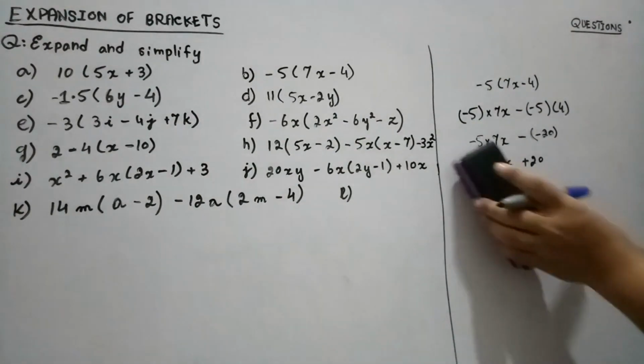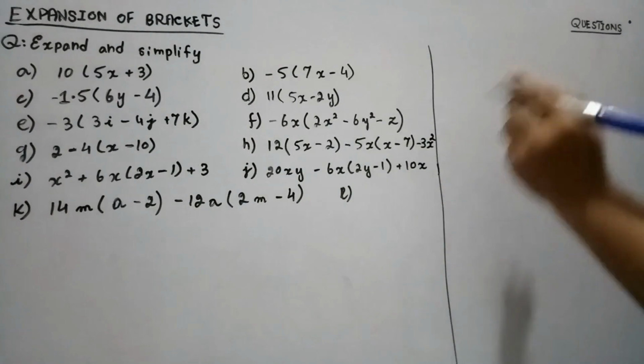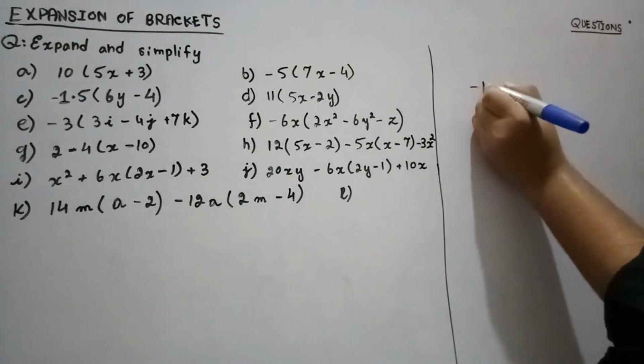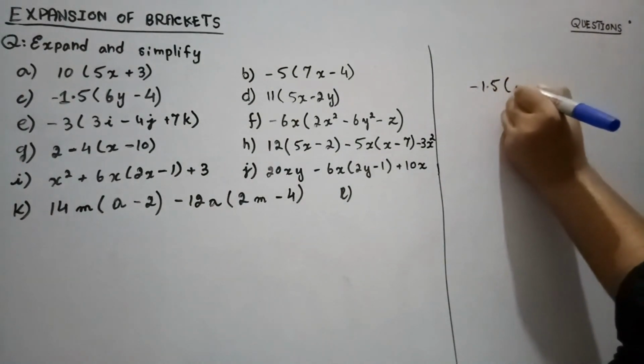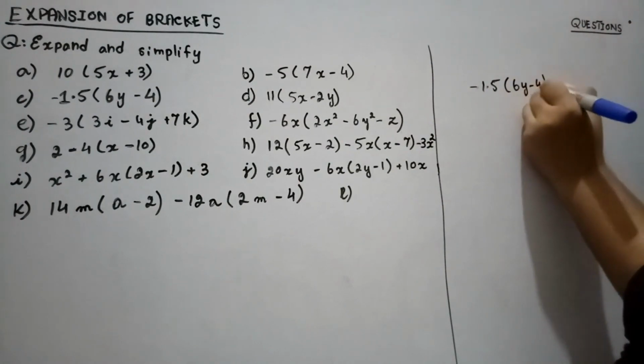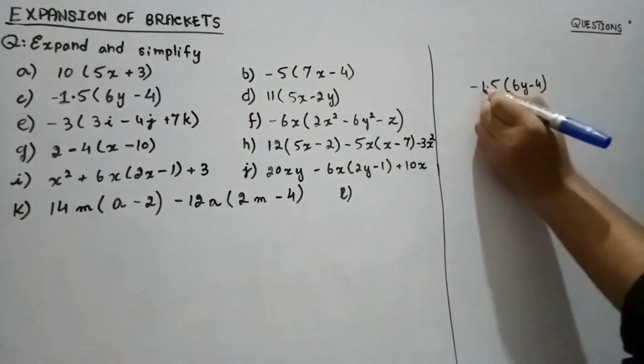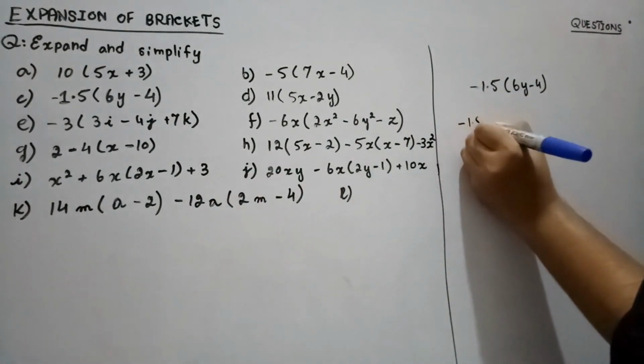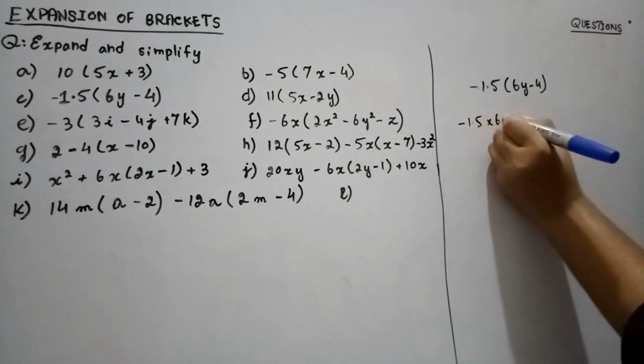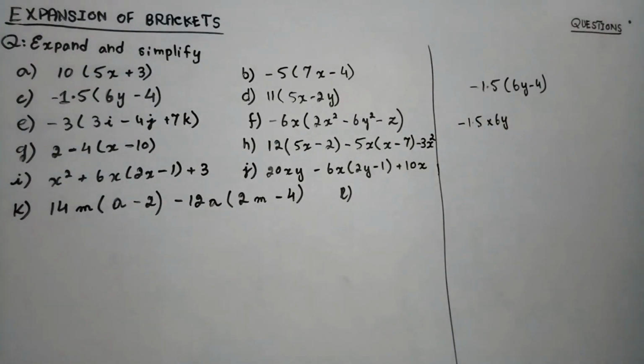Okay, now let's see our next part. Part C is negative 1.5 multiplied by (6y minus 4). The concept is the same: this negative 1.5 is going to multiply by the positive 6y, or we can say this 6y.